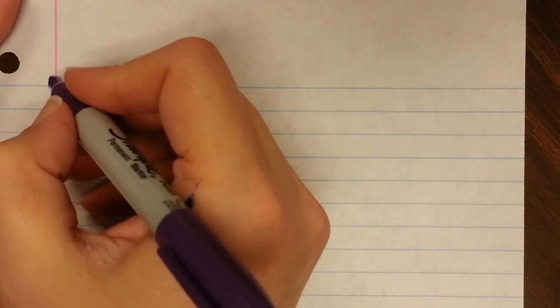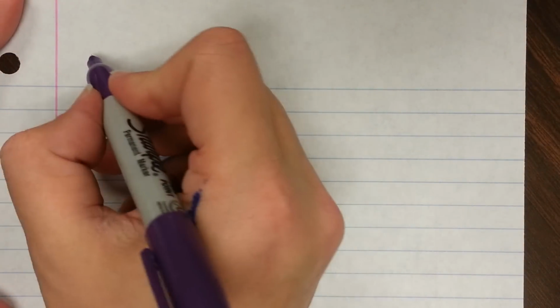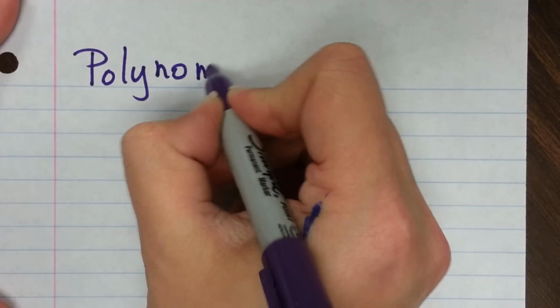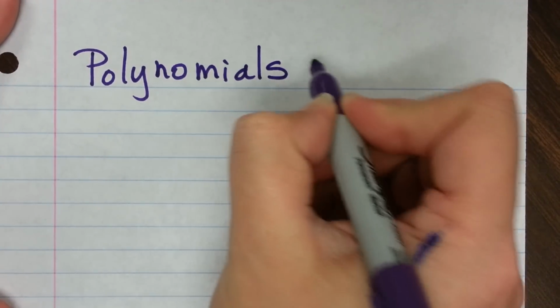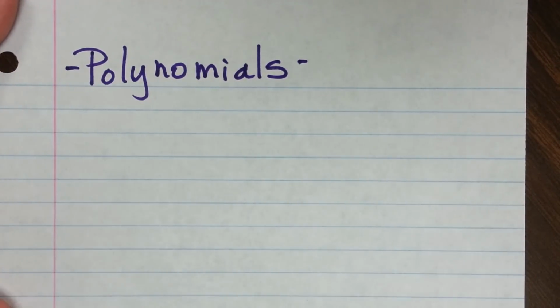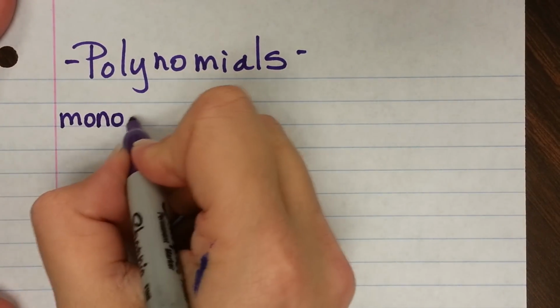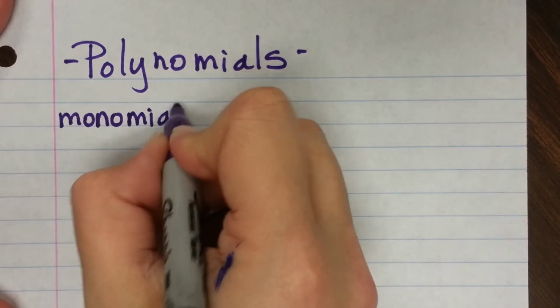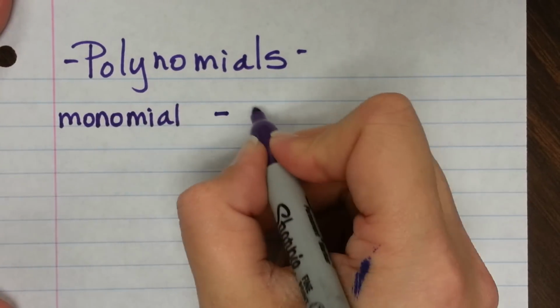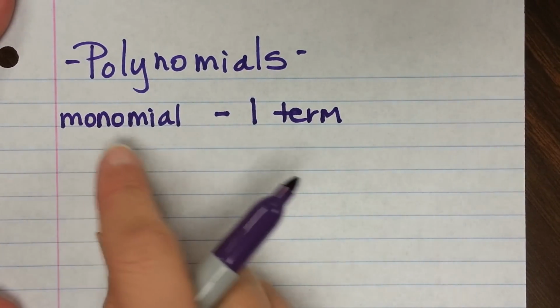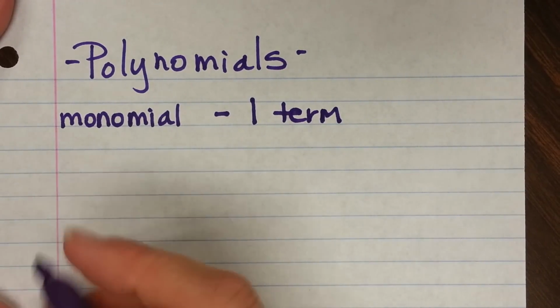What we want to look at for a couple of minutes is what it means to be a polynomial, because that's the unit we're fixing to start studying. So we want to get some of the vocabulary out of the way. First one we're going to look at is a monomial. This means one term, as you could probably tell from the mono part, one term.